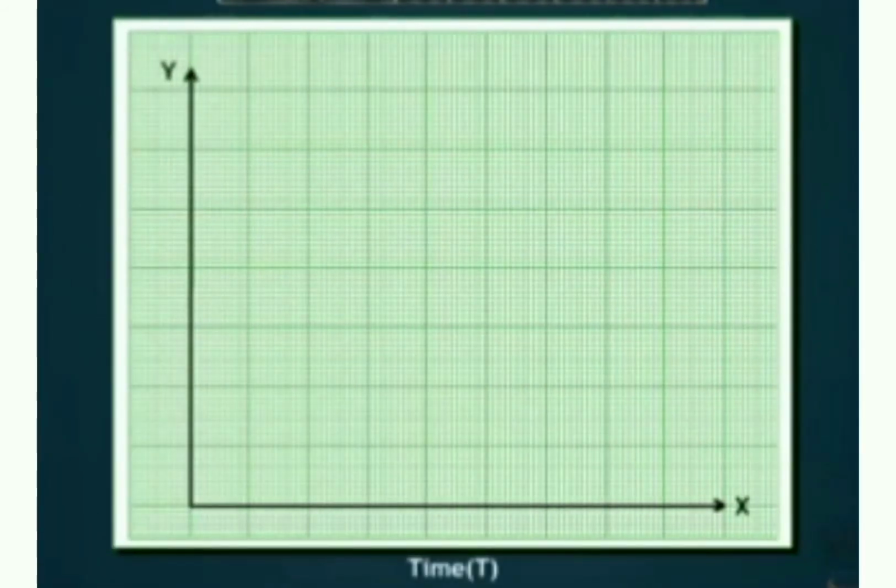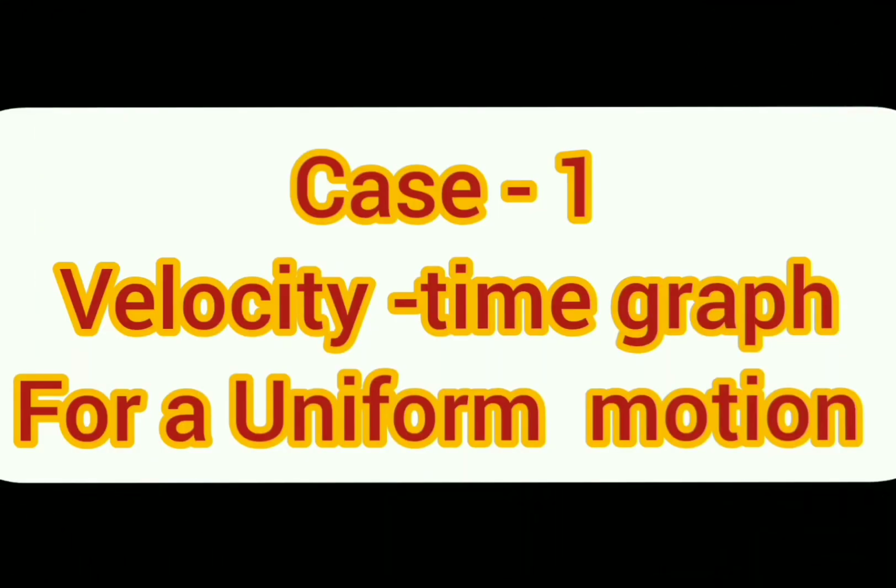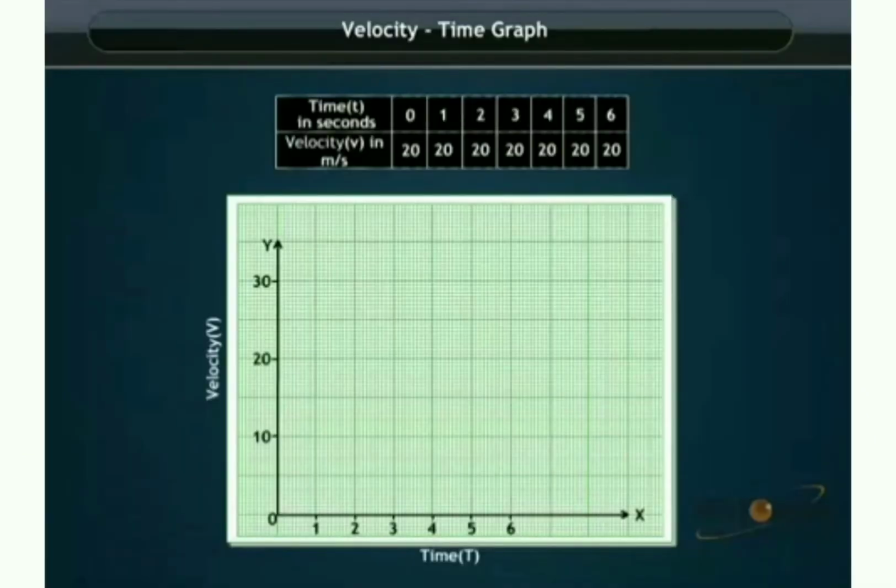Case 1. Velocity time graph for a uniform motion. For a linear uniform motion of an object, the velocity of the object does not change with time. So, the velocity time graph is a straight line parallel to the time axis.